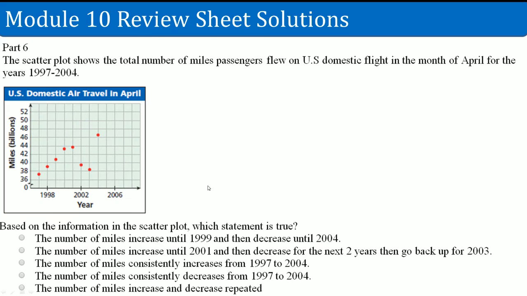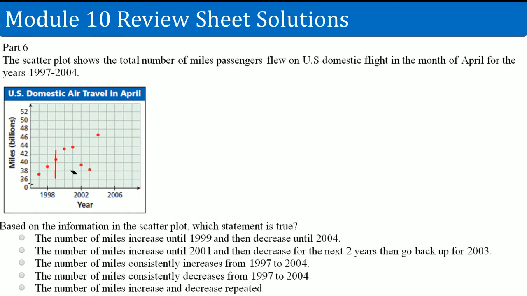Okay. Part 6. The scatter plot shows the total number of miles passengers flew on U.S. domestic flights in the month of April for the years 1997 through 2004. Based on the information in the scatter plot, which is true? The number of miles increases until 1999. Let's see if that's correct. Where is 1999? 1998, 1999 looks like it's right here. Then it decreased, so it went down? Nope, it doesn't go down. It continues to go up.